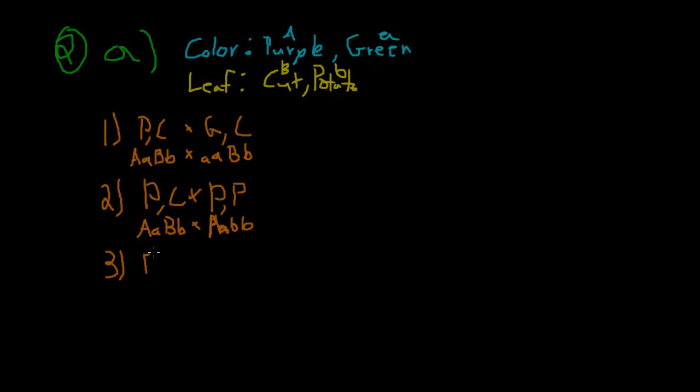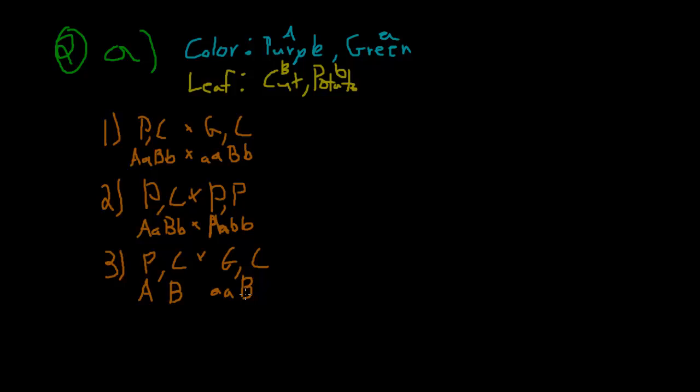The third one, we have purple cut crossed with green cut. Same logic, purple, so it must have at least one of the dominant allele, and cut, so it must have at least one of the dominant allele. Here we have green color, which means it must be homozygous recessive for A, and again cut, so it must have at least one of the dominant allele. Now we can look at the data.